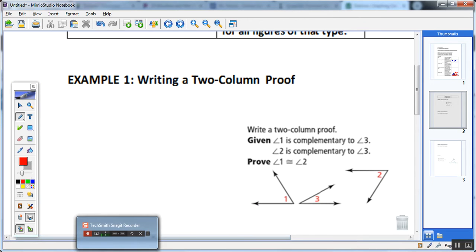There's going to be some expectation that you remember some things that we talked about last year, at the start of Integrated 2 at the end of last year.